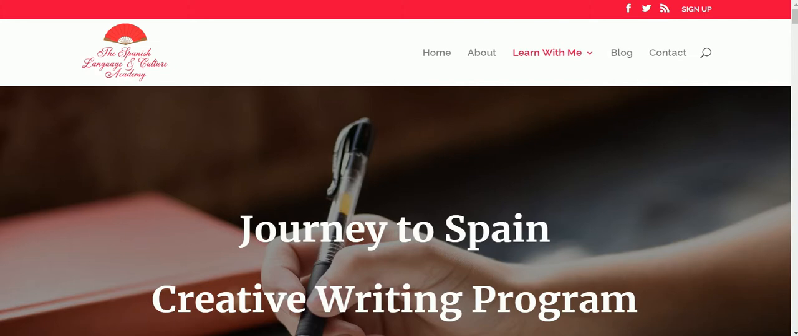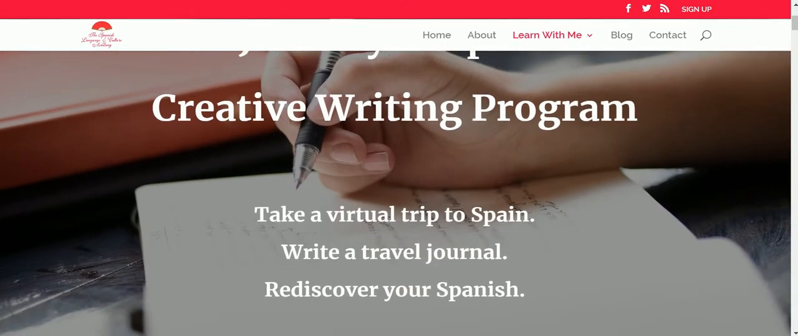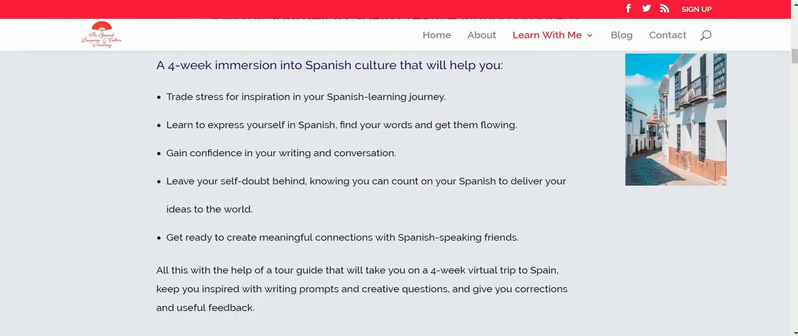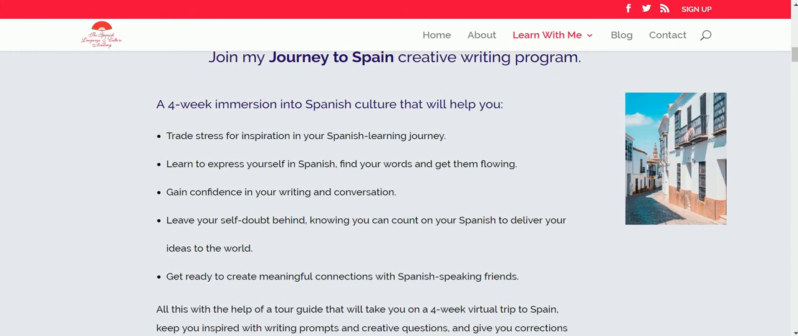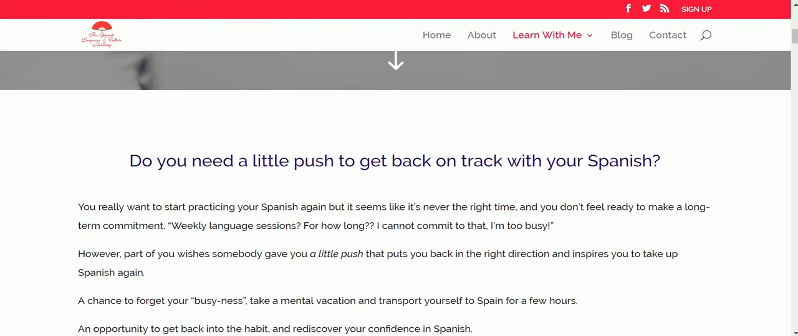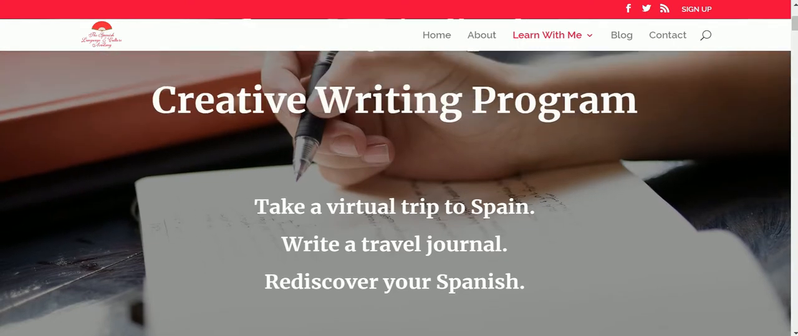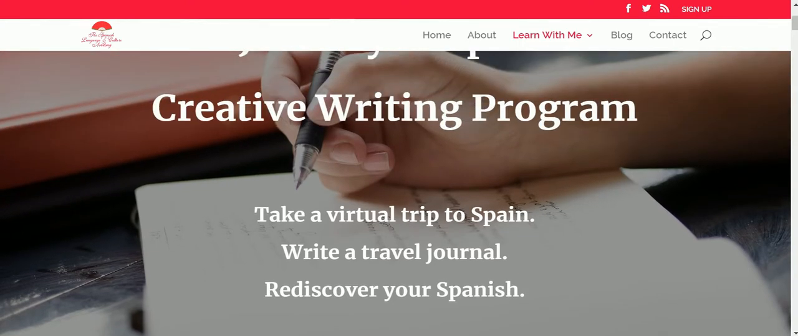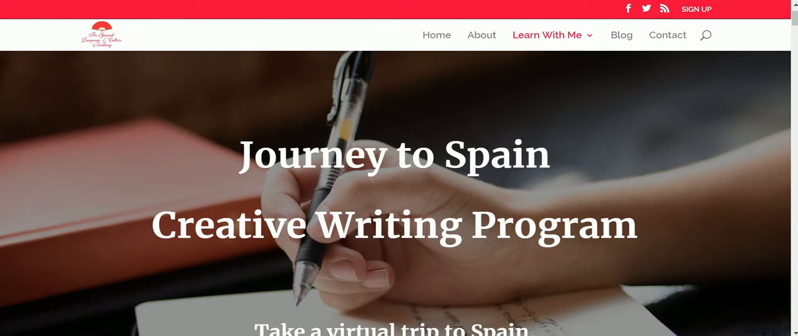So your headline should be rather something along the lines of, where did I see this one, a 4-week immersion into Spanish culture that will help you. Yeah, something like a 4-week immersion course. I can't tell you the final copy, because deciding what it should be is a complicated process: finding the best two lines that represent your course and distill its meaning and main benefit. I can't just say, okay, this is how you should do it.